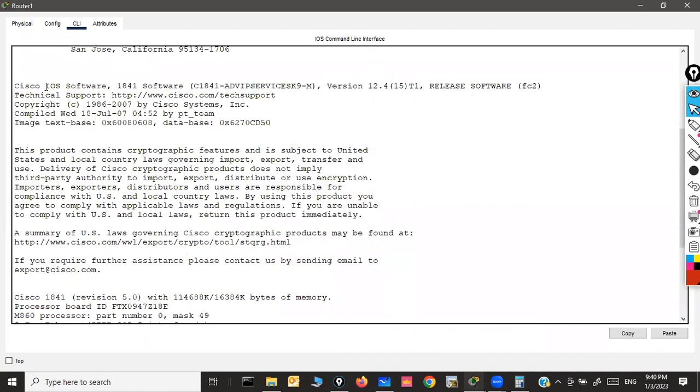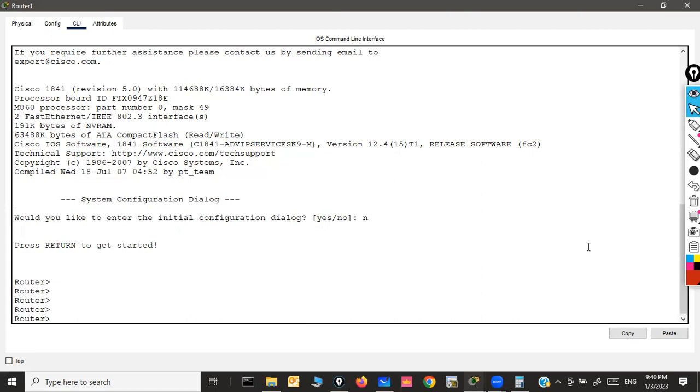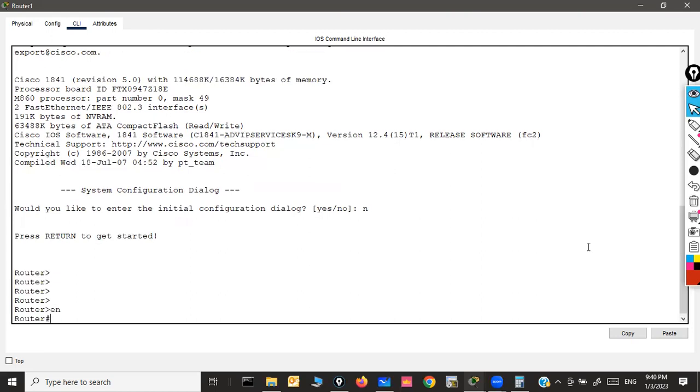Operating system means iOS, inter-network operating system. So you need to be first familiar with iOS commands, Cisco iOS commands, because configuration is done from the CLI. Not very tough, it's very simple, very easy. Believe me, just after 1 or 2 sessions, you will become very comfortable with the command line interface. Very, very easy, simple commands, in fact.